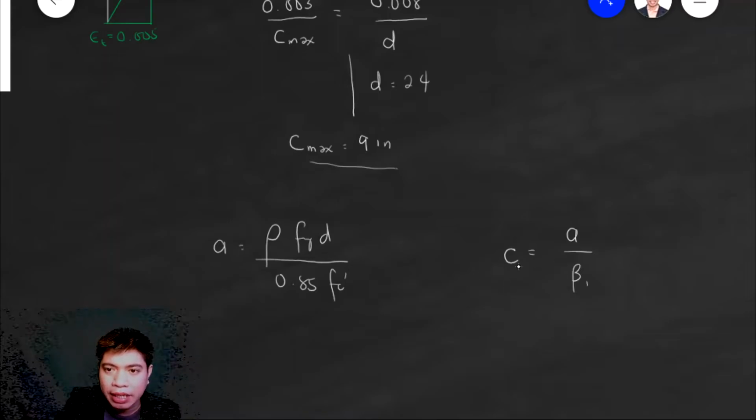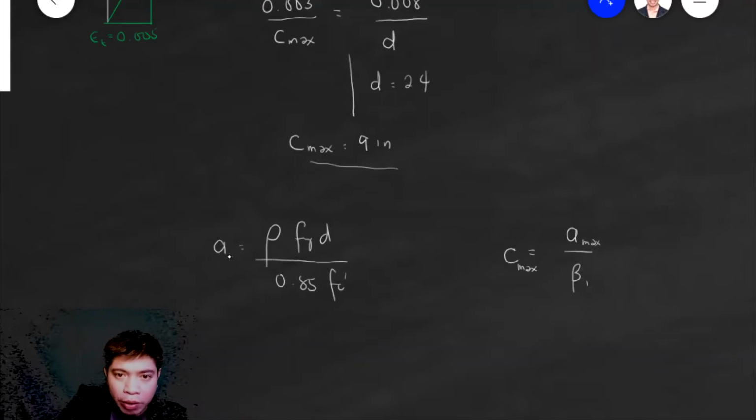Okay, so ano na natin ha? So, ito ay C max. Ito ay magiging A max. Yung beta 1 kasi is constant yun. So, kung ito ay A max, guys, then ito ay magiging raw max.